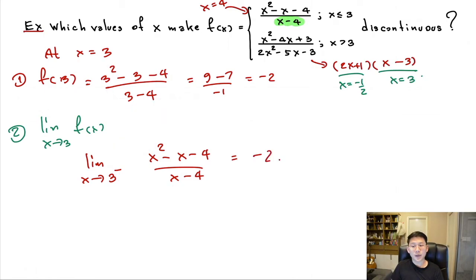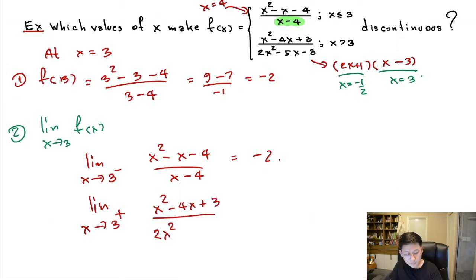Okay? And to find the limit as x approaches 3 from the right-hand side, I need to use this one. X approaches 3 from the right-hand side. If you look at the real line, 3 is here. Approaching 3 from the right-hand side means that x is greater than 3, so we need to use this function. Make sense?